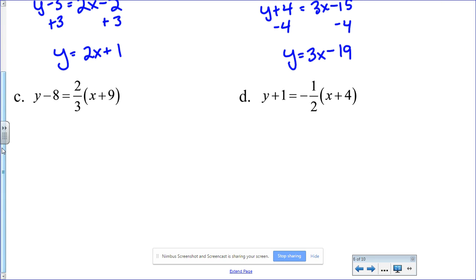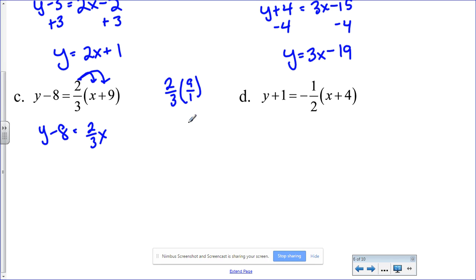Next problem. We have fractions for our slopes now, so make sure you understand how to multiply fractions, and I'll show you that in a second. Or make sure you know how to use your calculator to do this. So 2/3 times x, 2/3 times 9. 2/3 times x is just going to give us 2/3 x. I'm going to write the work off to the side for the fraction. So I'm doing 2/3 times 9.